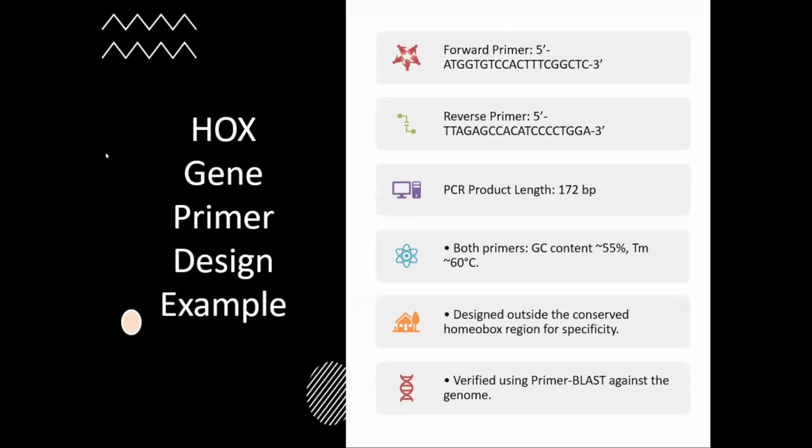Hox gene primer design example. So I chose the Hox D13 gene, and the forward primer results and reverse primer results are as follows. The PCR product length was 172 base pairs, and both primers had a GC content of 55% with a TM of 60 degrees Celsius. And this primer was designed outside the conserved homeobox region for specificity and was verified using Primer Blast against the genome.